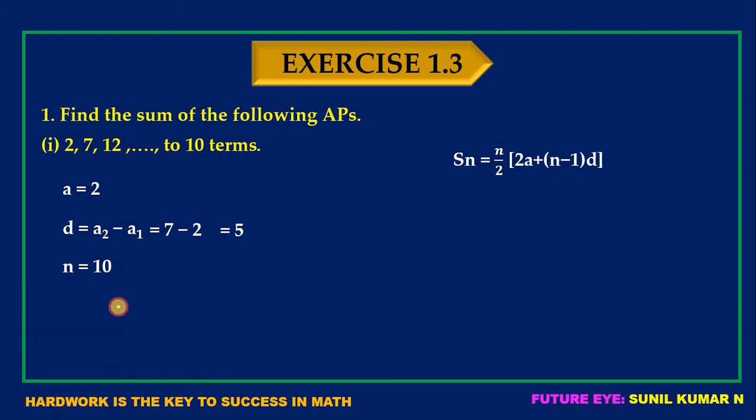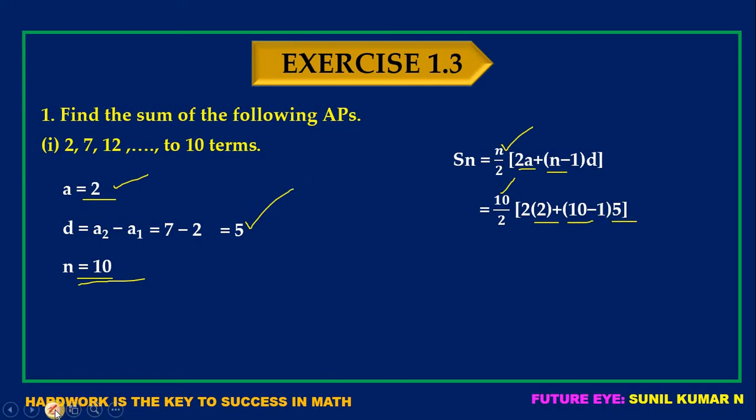Now let us substitute all these values, children. Okay, n value is how much? It is 10, so put 10 here. In the place of a, I substituted 2, in the place of n I have substituted 10, and in the place of d, that is 5. Now here we can cancel this, children. See, 2 ones and 2 fives we can cancel. And here 2 twos are 4 we will get, isn't it?